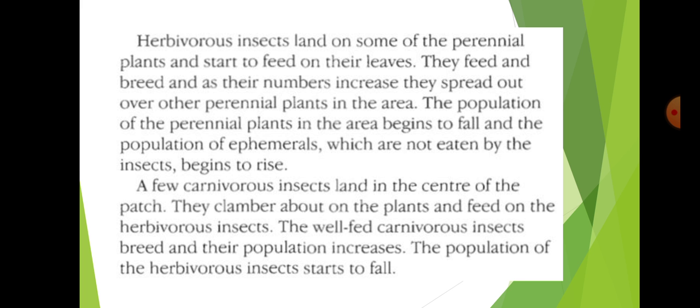A few carnivorous insects land on the center of the patch. They clamber about on the plant and feed on the herbivorous insects. The well-fed carnivorous insects breed, and their population increases. The population of the herbivorous insects starts to fall.